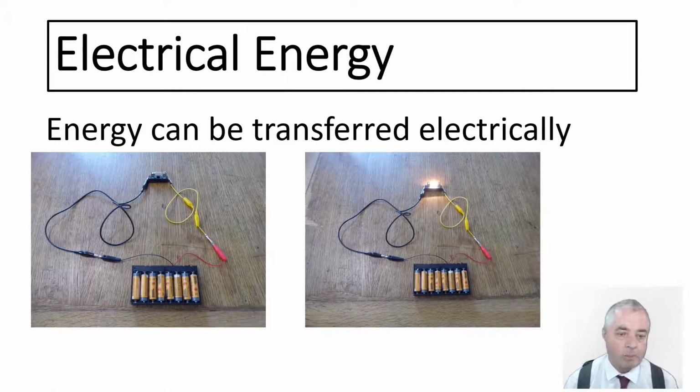And energy can also be transferred electrically as well. So this is the same circuit, it's just on this side it's switched off and on this side it's switched on. So what have we got? We've got some cells there. We've got 12 volts, and in each of those cells we've got a store of chemical energy. And then when the circuit is switched on, that chemical energy is transferred electrically to the bulb, and it's transferred in the bulb to thermal energy and light. So that's an example of energy being transferred electrically.